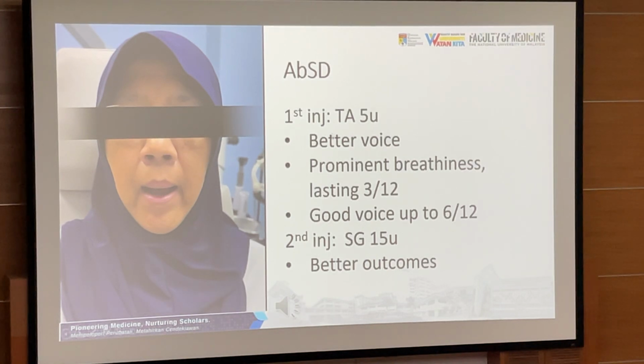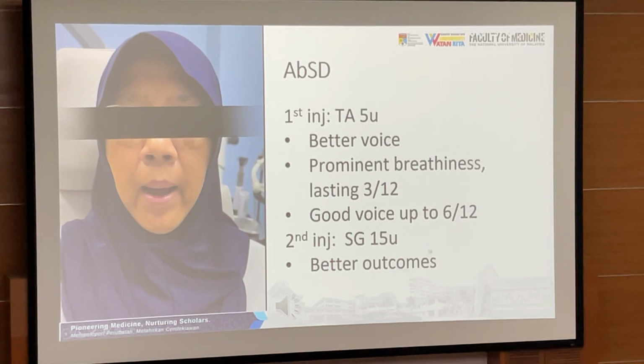For the first injection, we injected 5 units at the thyroarytenoid muscle. The patient had a better voice, but the breathiness was prominent, lasting for about 3 months. With 5 units of botulinum toxin at the thyroarytenoid muscle, the patient had a good voice up to 6 months. You can hear her voice after the injection; it was good.